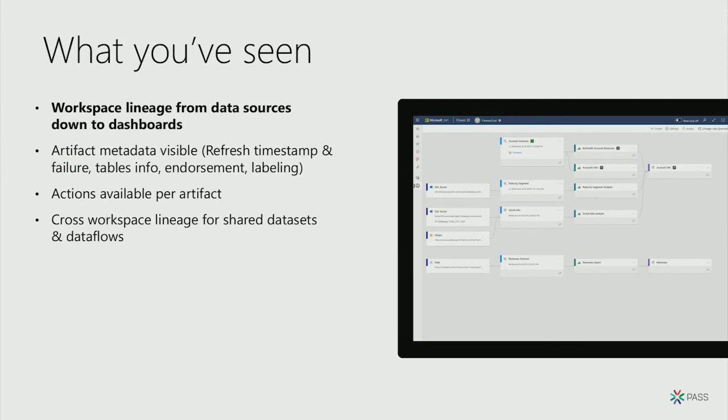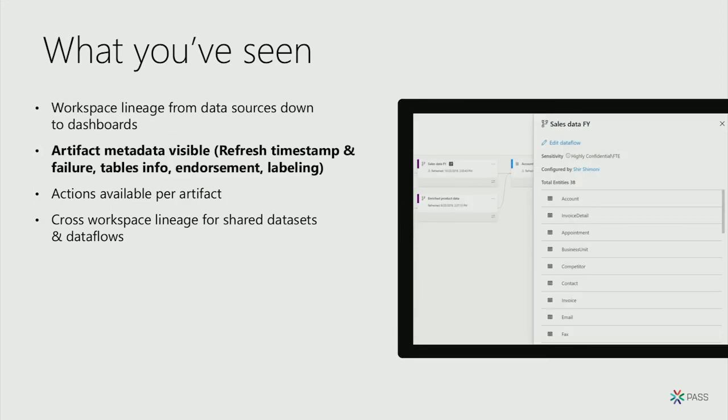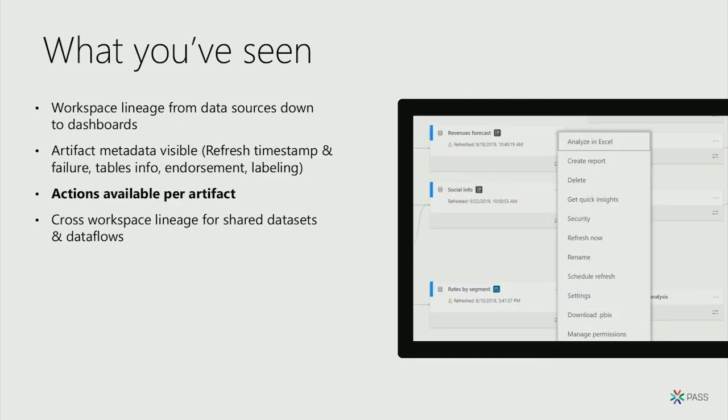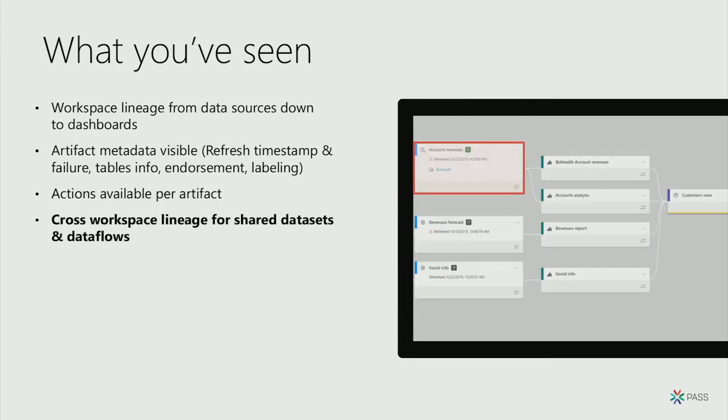So what have we just seen? We saw a full workspace lineage from the data source down to the dashboard. We saw also a lot of metadata, such as the refresh timestamp, the failure indication, the endorsement labeling, entities and table information, and more. We saw that the graph is also interactive. We can run different artifact actions on each type of artifact. We also saw that the Lineage view provides us cross-workspace information by displaying the shared datasets and data flows.